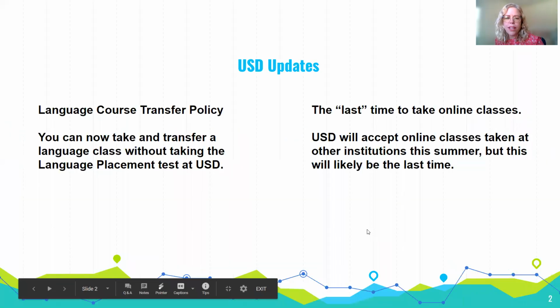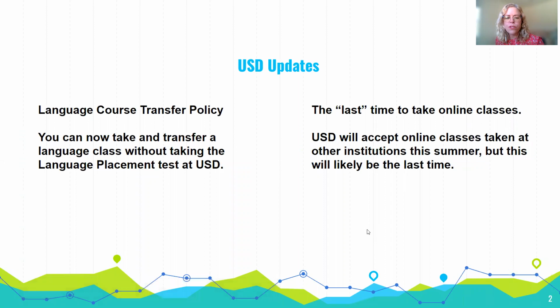So a couple of policy updates. USD has updated its language course transfer policy, meaning if you take a course at a community college elsewhere and you can test into French 3, then we will accept that course without you having taken the placement test at USD. So again, you no longer have to take the placement test at USD if you're going to take a course outside of USD and transfer it in. You still need to fill out a transfer articulation request to get that pre-approved, but we don't need the language placement test any longer.